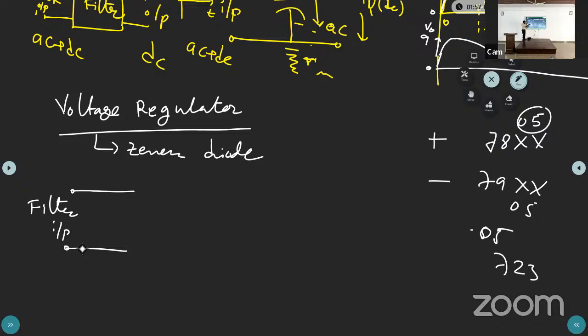The rectifier output is connected to the filter input. The filter output is connected to the regulator input. So now we can connect the diode here also in the reverse bias. This is the Zener diode.